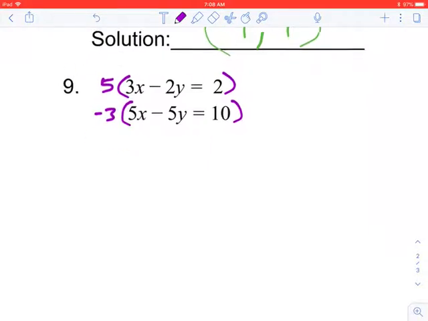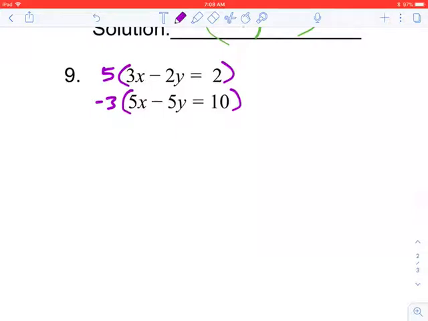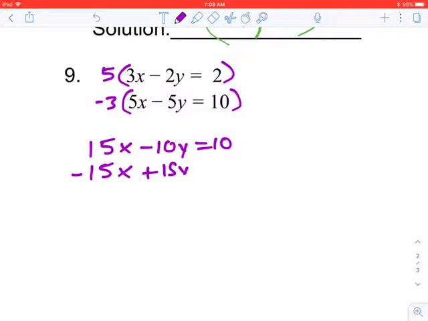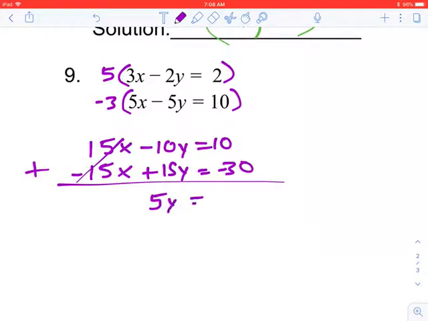So I still want to get opposites. I'm doing this for elimination. So the top one's 15x minus 10y equals 10. The bottom is negative 15x plus 15y equals negative 30. And now I can combine since the x's are going to cancel. So negative 10 plus 15 is 5y equals negative 20. And when I divide, I get y equals negative 4.